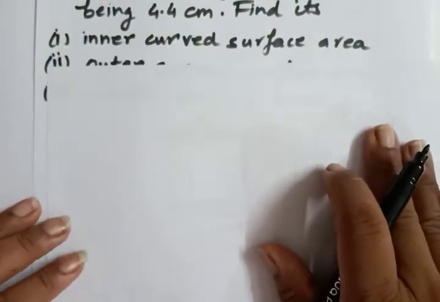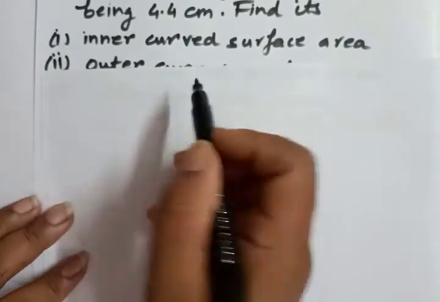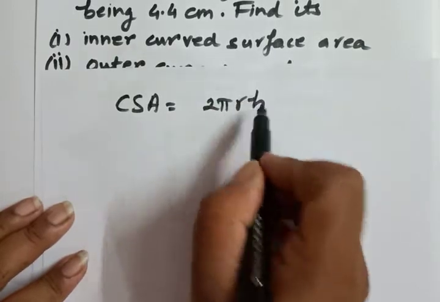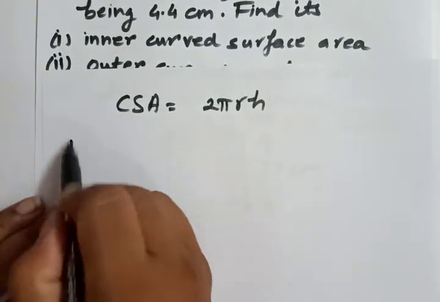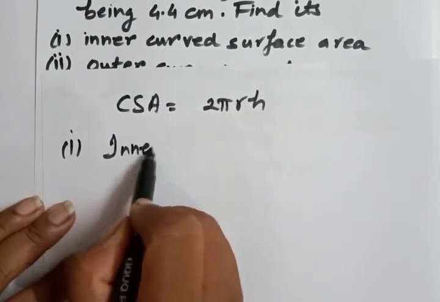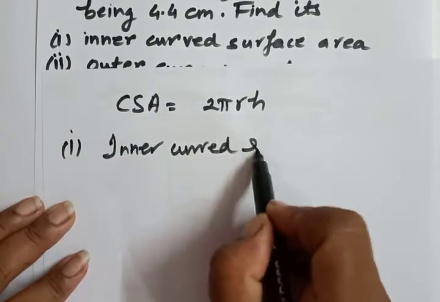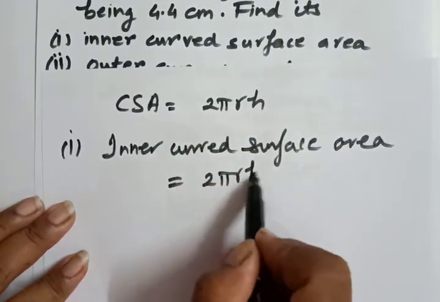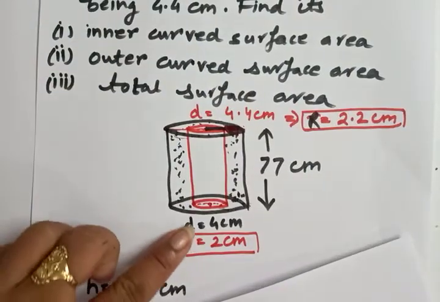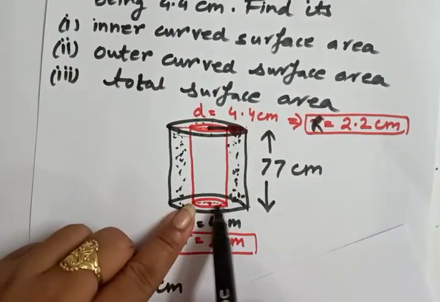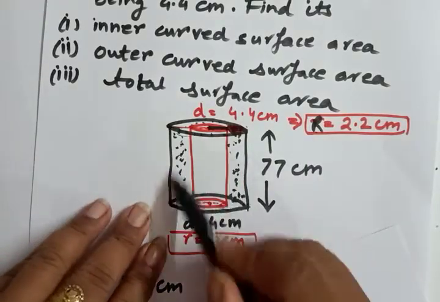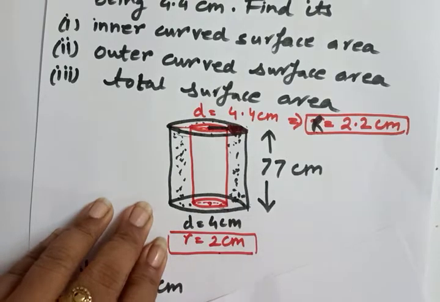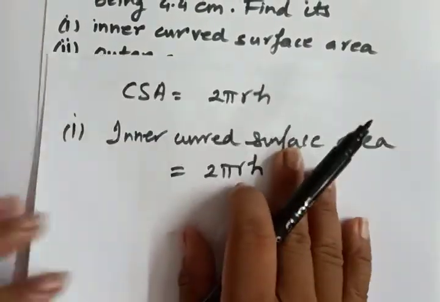For the formula, we know that for a cylinder, the curved surface area is always equal to 2 pi r h. This is the formula for the curved surface area. Now the very first thing is we need to find the inner curved surface area, that is equal to 2 pi r h. Here we use the small r. See, this is the inner diameter here. It is a metal pipe, it is hollow here, and the inner diameter is 4 centimeters, so the radius is 2 centimeters. So let's put the value here.